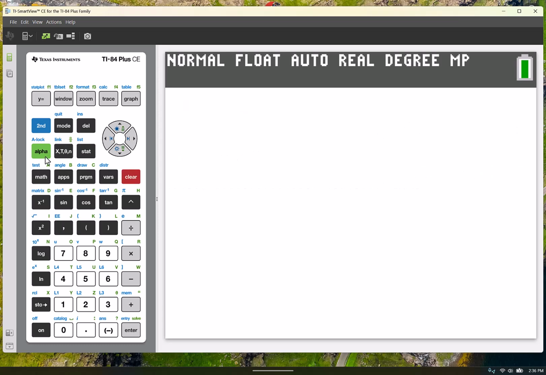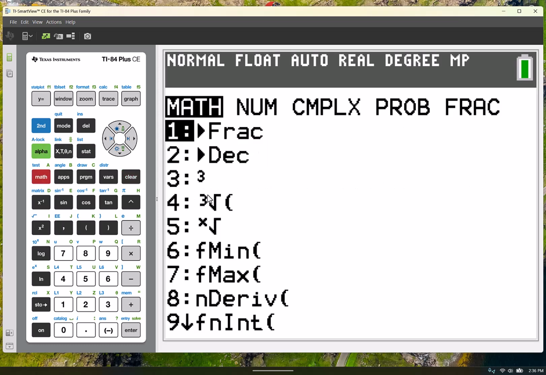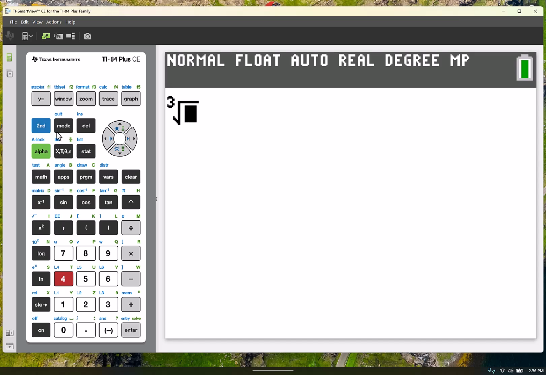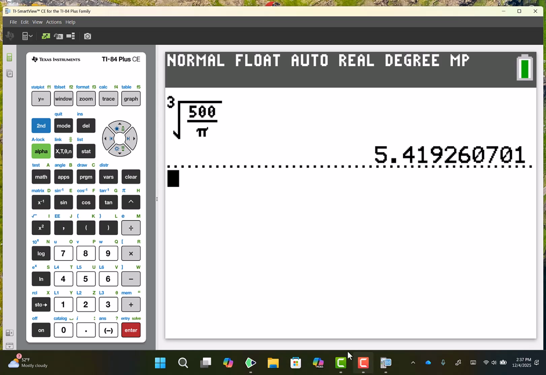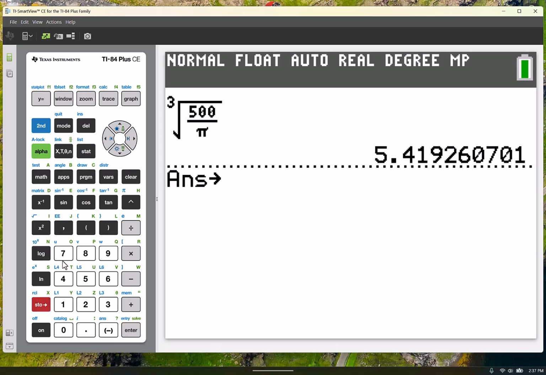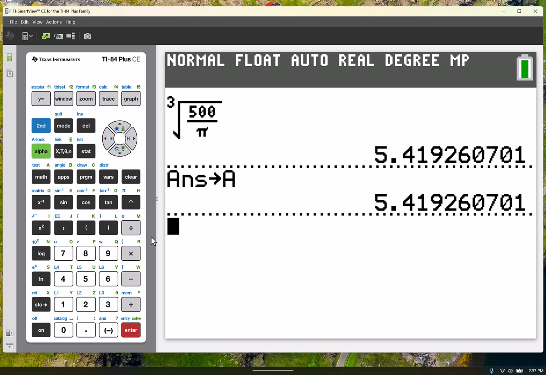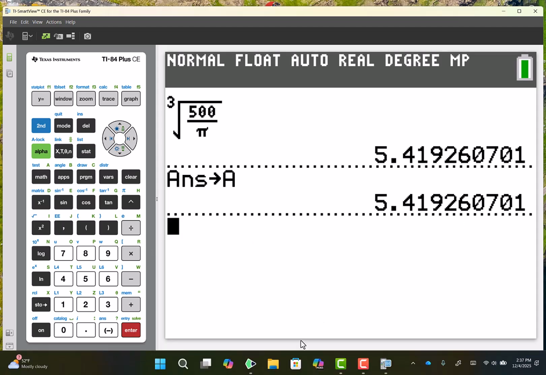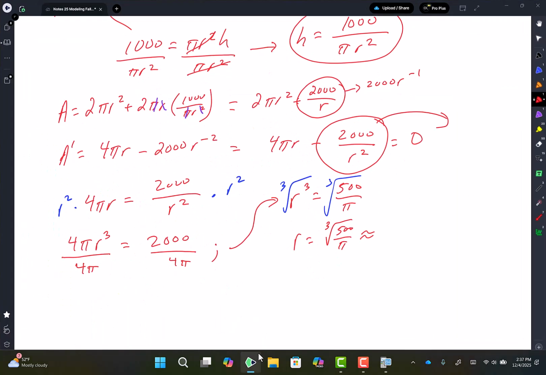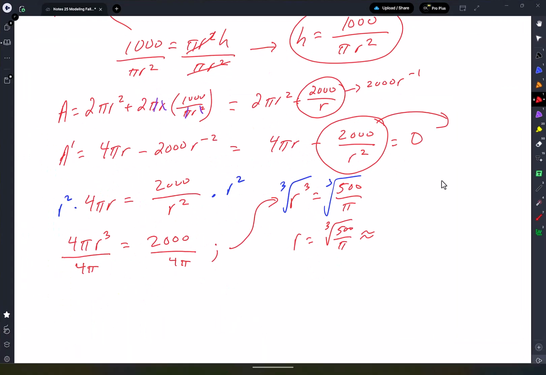There you go. Math number 4. You don't need number 4. You could just always do it without that. I like to have this little thing here. 500 over pi. And I'm going to push enter. And there it is, 5.4192. And I want to store that because I want to start using these little letters here. Guess what letter I'm going to use? Okay, let's use A. I always say go by the alphabet, but this time I was going to say R because it's a radius. But I decided to use A. You're right, because I always go by the alphabet. So what's that number?